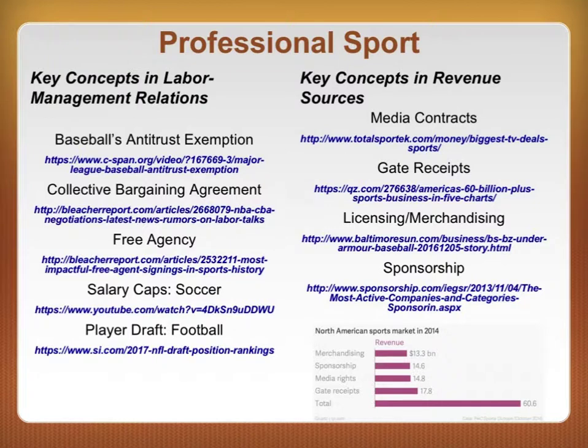You're welcome to fast forward through it, but each of them will be relevant to pulling out those 5 key pieces in our text in Chapter 9 as they relate to labor management relations. So the first is baseball's antitrust exemption. You can find some more information about that here.